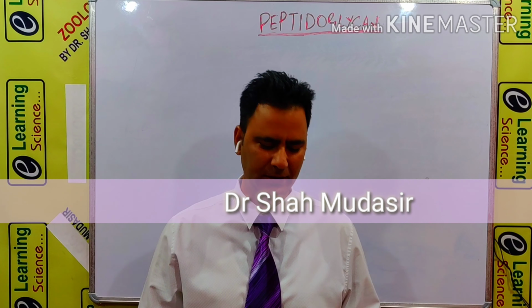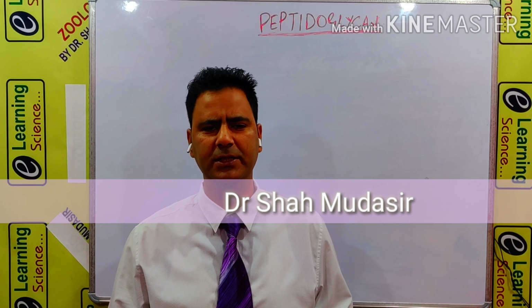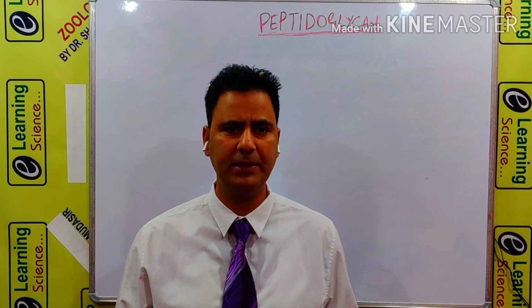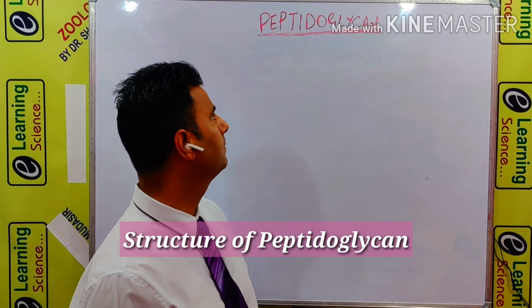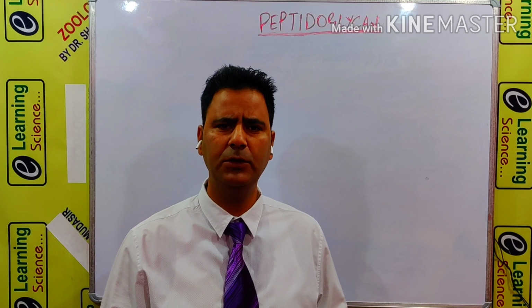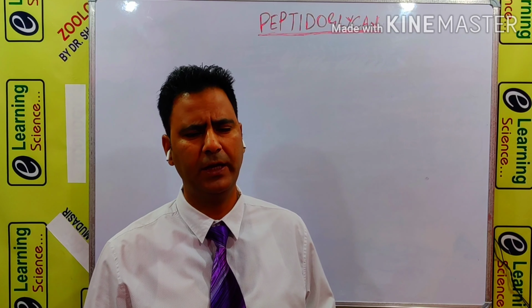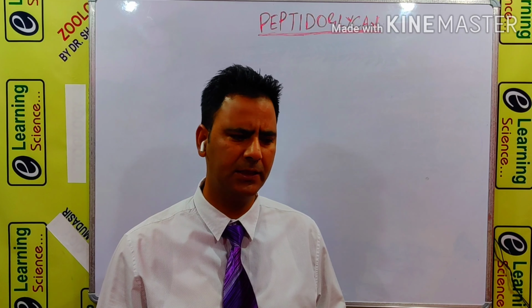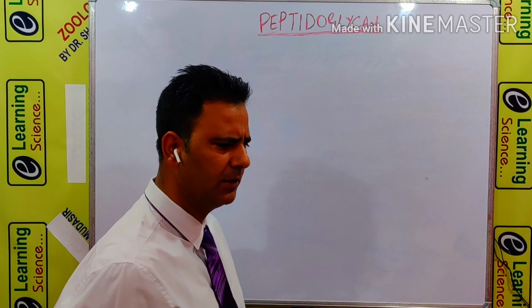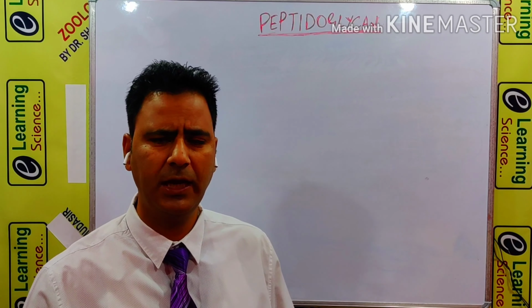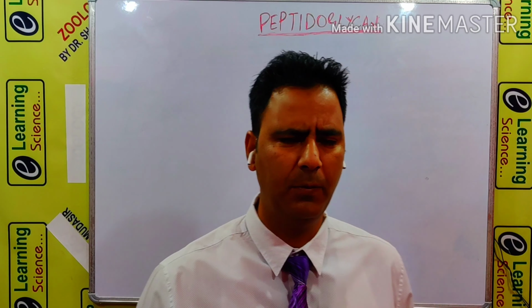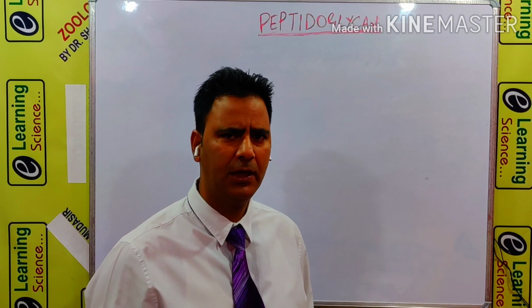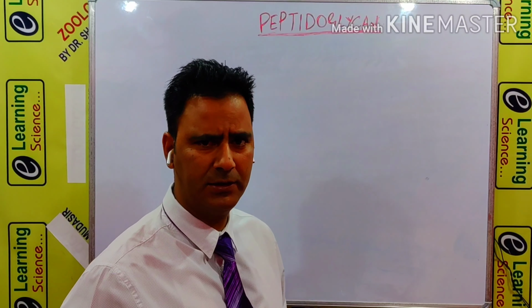Welcome students, this is the last lecture of the carbohydrate series, and in this lecture we will discuss the heteropolysaccharide which we call peptidoglycan, and it has very good significance so far as the cell wall of bacteria is concerned. Let's see what peptidoglycan is, what its structure is, and how we can inhibit the formation of peptidoglycan by using some antibiotics. We can see all these things in this video.